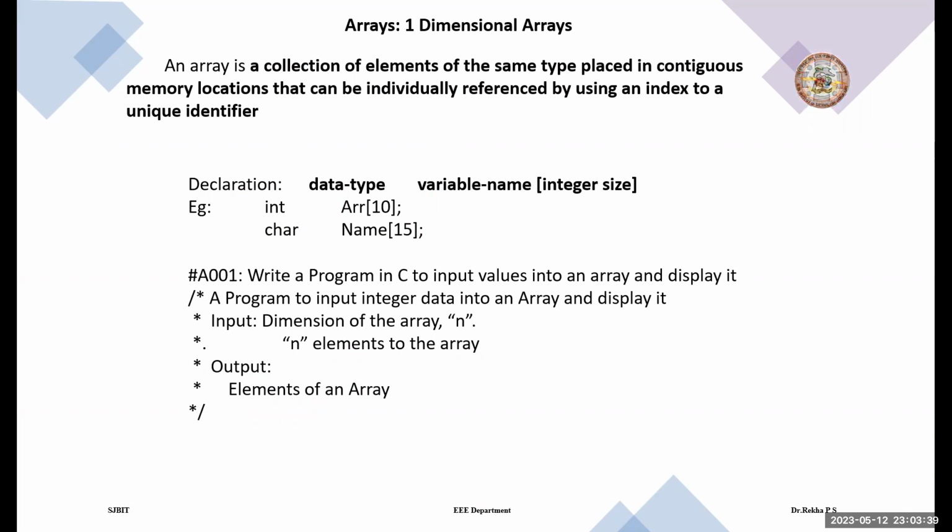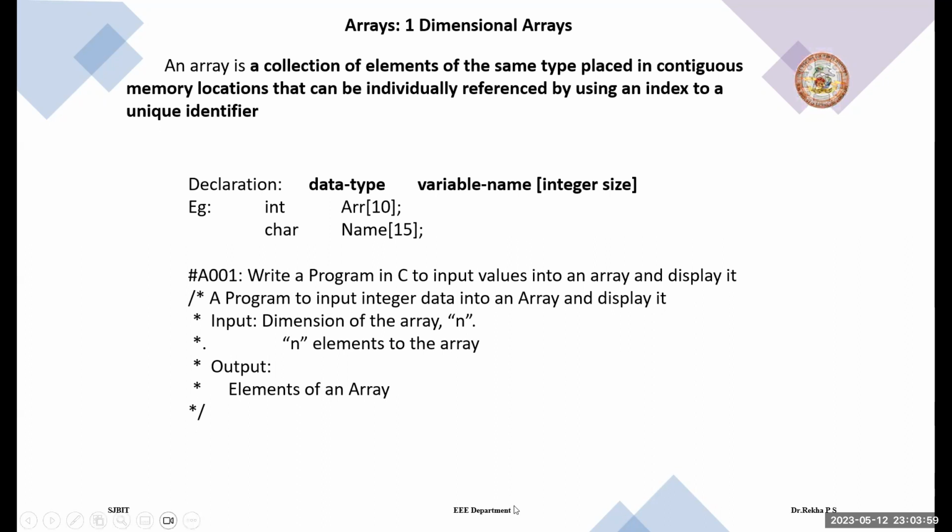So what do you mean by an array? An array is a collection of elements of the same type placed in contiguous memory locations that can be individually referenced by using an index to a unique identifier.